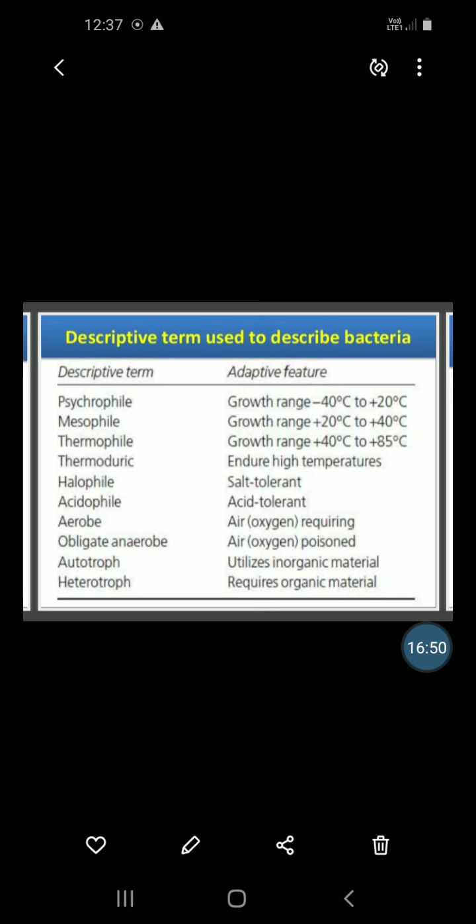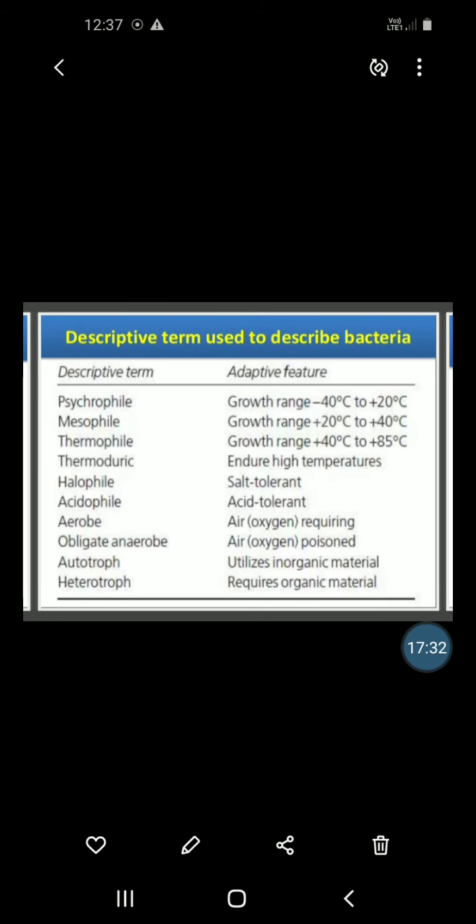I am repeating. First, psychrophile, having growth range minus 40 degrees Celsius to plus 20 degrees Celsius. Then mesophile, having growth range plus 22 to plus 40 degrees Celsius. Then thermophile, having growth range plus 40 degrees Celsius to plus 85 degrees Celsius. Then thermoduric, endure high temperatures. Then halophile, it is salt tolerant. Then acidophile, it is acid tolerant.